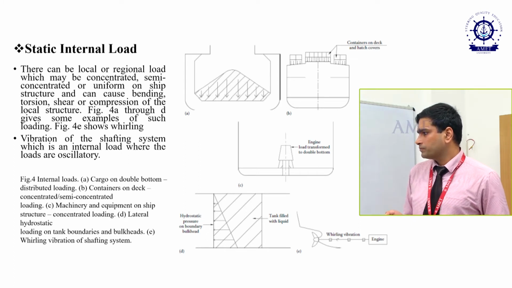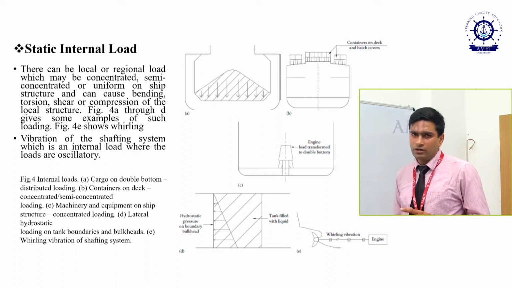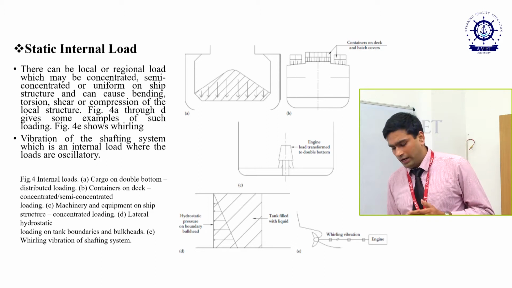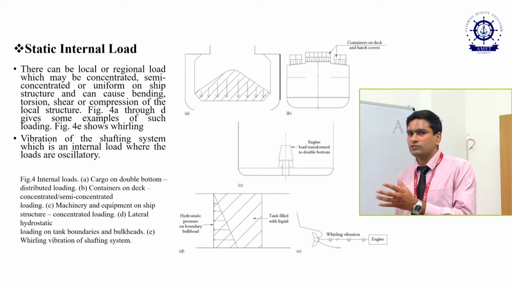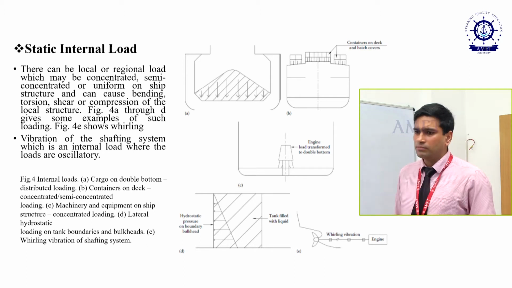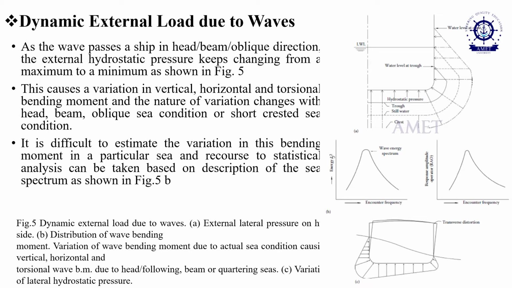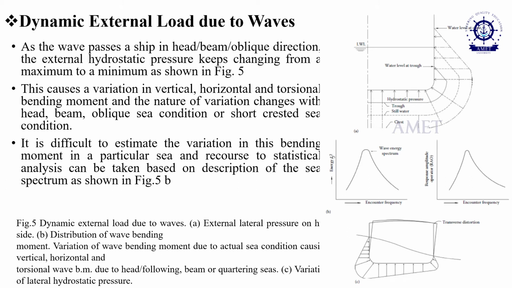Adding to that, if there is a tank available near to it with some liquid in it, it may also be observed that the lateral hydrostatic loading from the tank boundaries, acting onto the bulkheads or the vertical walls of the ship, can develop more problems because of such vibrations, and some leakages may develop. So, those dynamic loads we have been talking about were the internal loads, because of the moving elements on the ship, like the propeller, the engine, the shaft, and other moving parts. Let us now talk about the external loads.